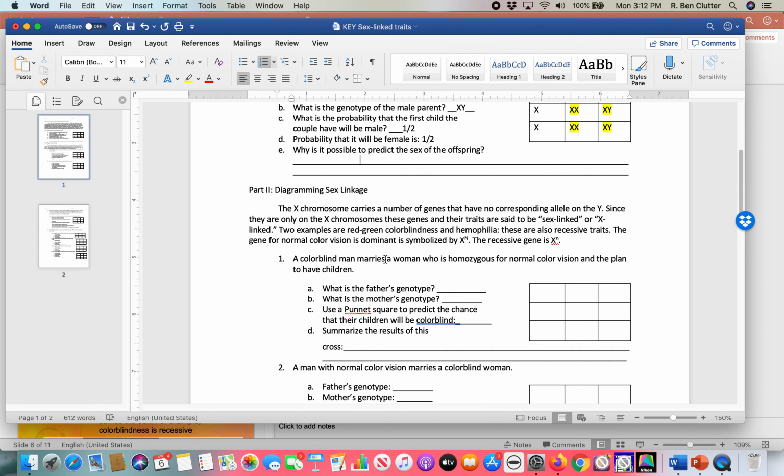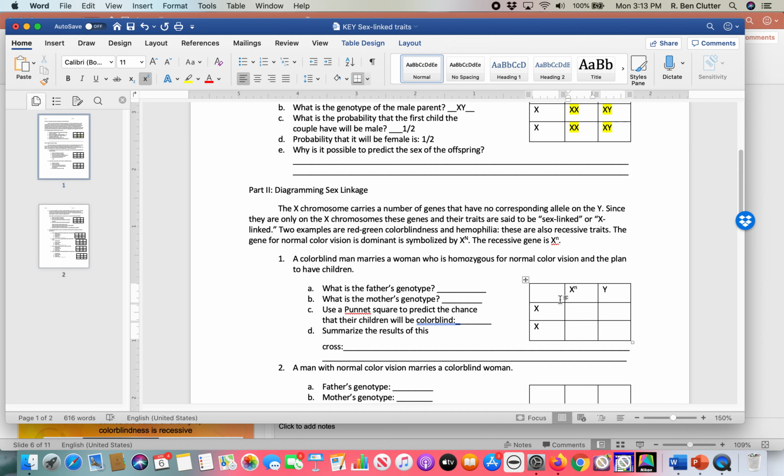A colorblind man marries a woman who is homozygous for normal color vision. So we're going to put the male here. He's going to be X and Y, and the female is going to be X and X. The question then is, what letters did they get? A colorblind man. So they gave you this as being lowercase n. So that's what we're going to use. We're going to stick with what they gave us.